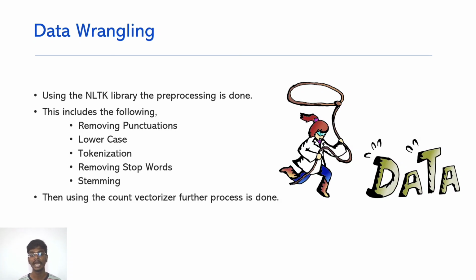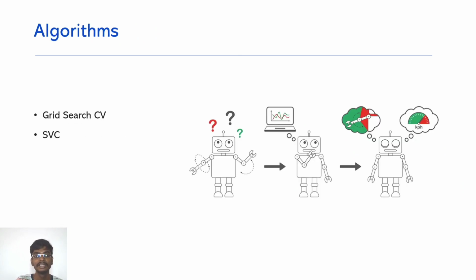Okay. Next, by using the count vectorizer, the entire sentence has to be tokenized and arranged in a particular manner. Then the algorithm, GridSearchCV. This algorithm is capable of doing a search using cross validation for the given model as well as the hyperparameters.